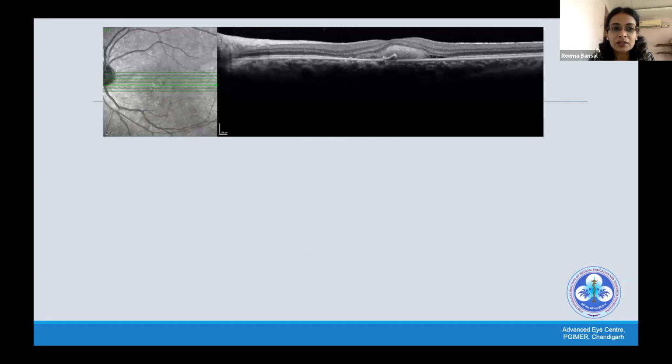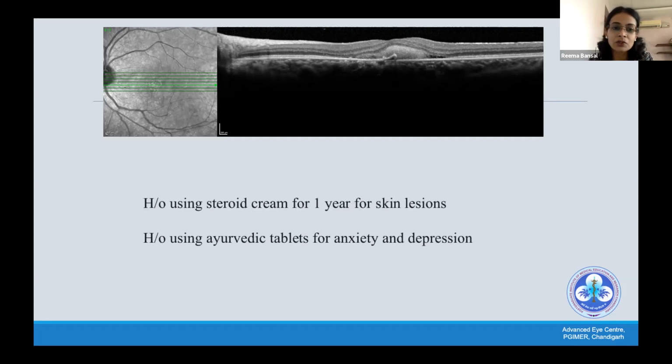So the most easily available non-invasive investigation, we do a spectral domain OCT, and we find that there is a hyperreflective complex in the subfoveal, in the subretinal space with breach in the RPE. So we take the retrospective history accordingly, and we find that the patient was on steroid cream for some skin lesions for a year, and was also a known case of anxiety and depression. So we now know what we are working towards. It's not a case of uveitis actually.